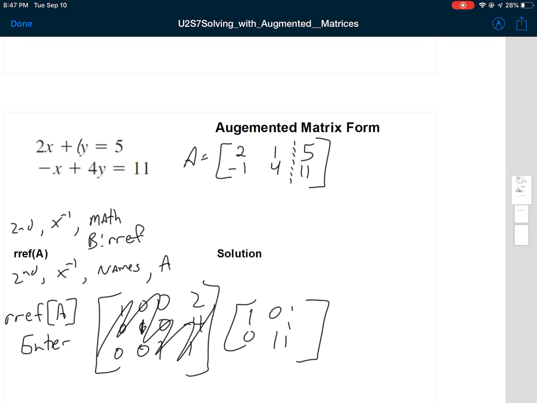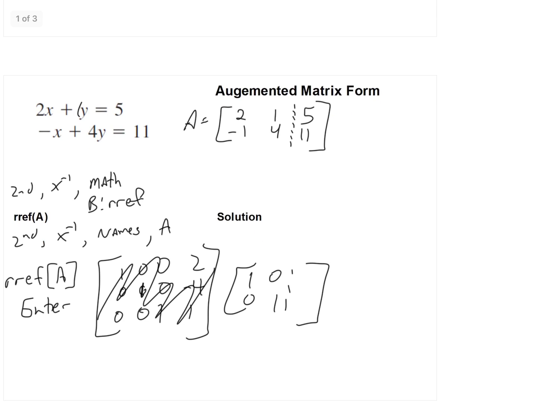So I'm going to quickly type that into my calculator. Second, x to the negative first, go over to edit, and make it a 2x3 for the dimensions. Put in 2, 1, 5, -1, 4, 11. Bring up RREF, bring up matrix A, and hit enter. I get 1, 0, 1, and 0, 1, 3.